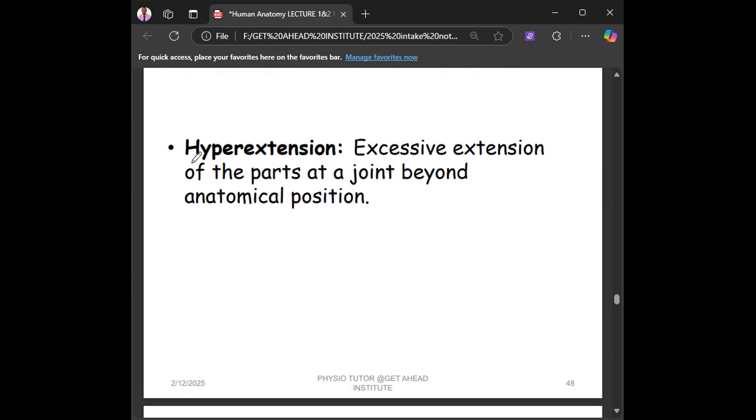Then we have what we call hyperextension. This one is a combination of two words. You have extension and you also have hyper, which means too much or excess. Then extension, straightening a joint. So hyperextension has to do with the excessive extension of the parts at a joint beyond anatomical position.